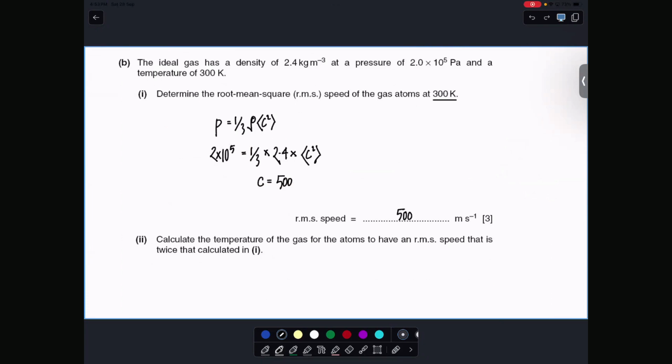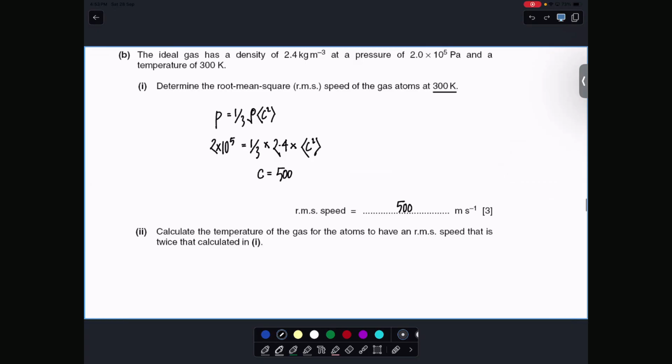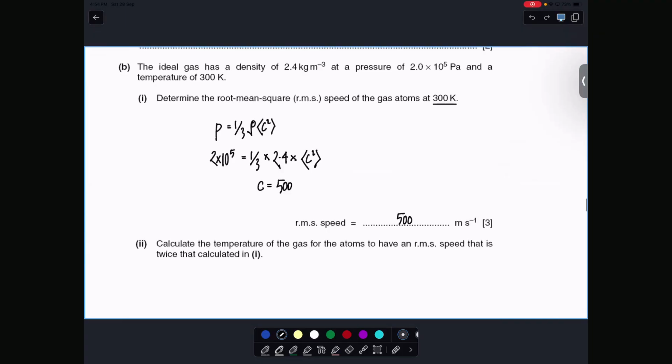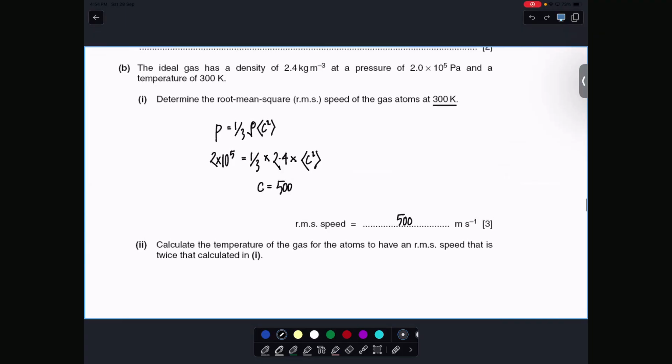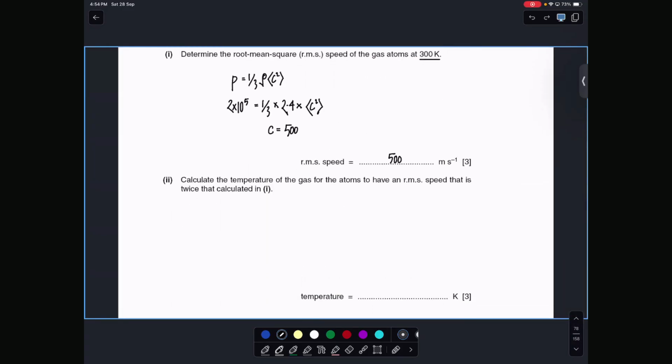Next, calculate the temperature of the gas for the atoms to have an RMS speed that is twice that calculated in I. So at what temperature will the particles have an RMS that is twice the value we found here? So if you can figure this out. So I try, bro.